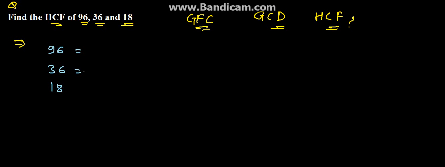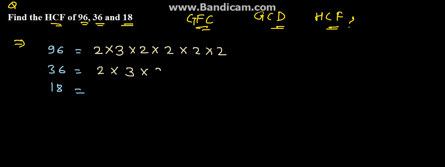So to find the HCF of these three numbers, we need to factorize them. So how to factorize? 96 can be written as 2 into 3 into 2 into 2 into 2 into 2. Similarly, 36 can be written as 2 into 3 into 2 into 3. And 18 can be written as 2 into 3 into 3. So we have factorized these three numbers.